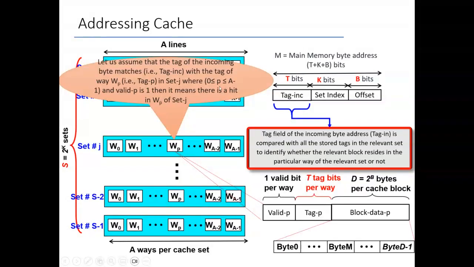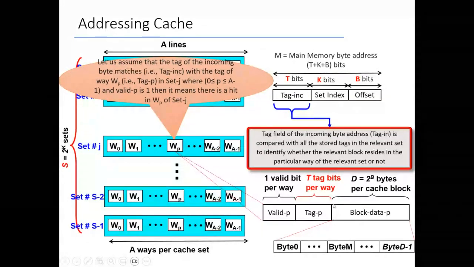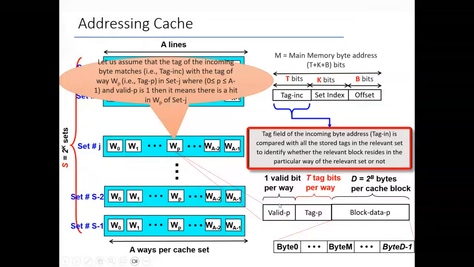Let's assume this tag matches with the tag of way P. I call this tag P. If the tag of the incoming address matches with this tag P and the valid bit, valid P, is 1, both conditions should match.